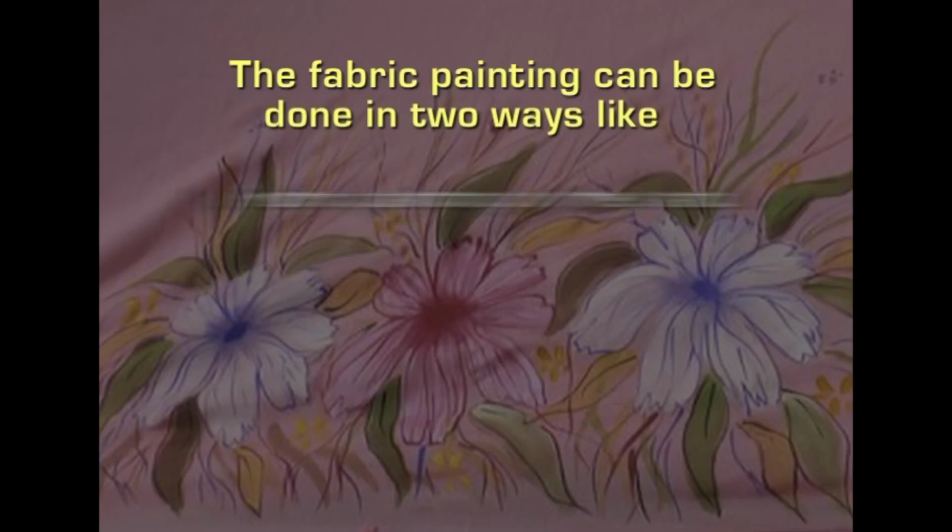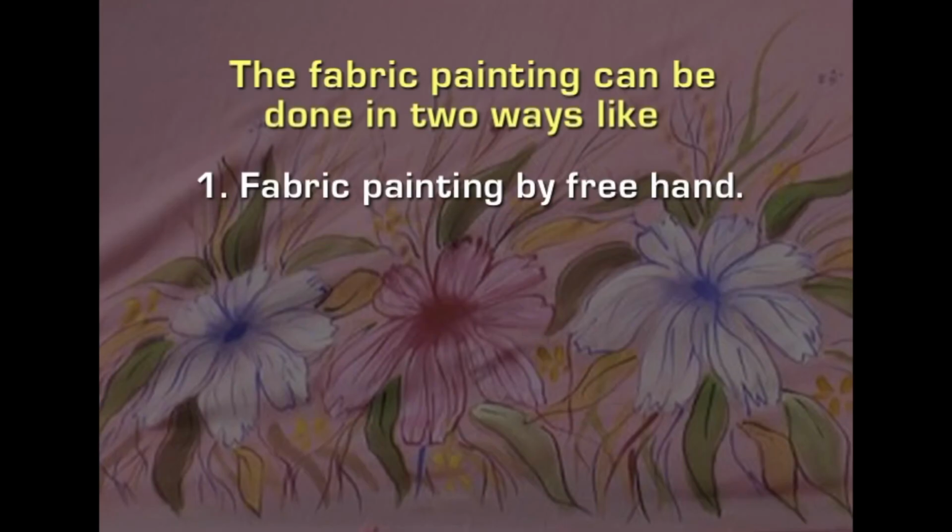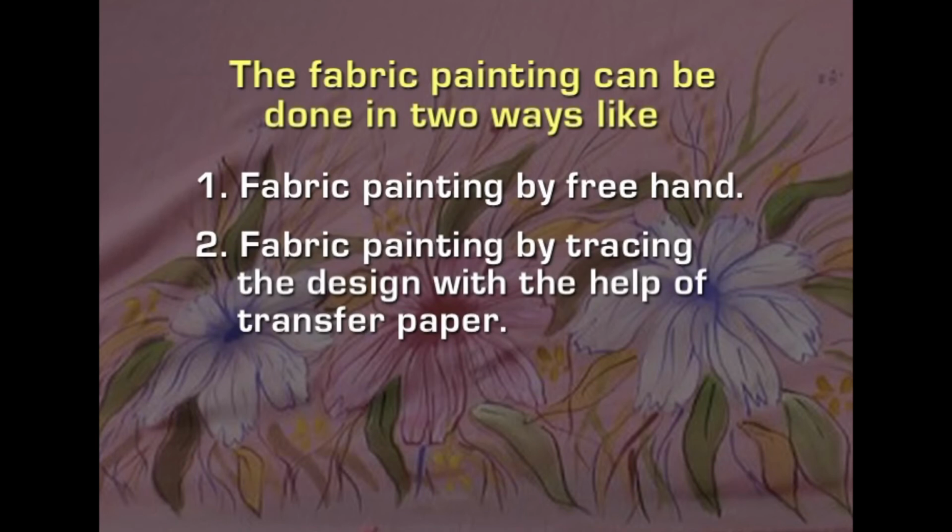The fabric painting can be done in two ways. The first method is fabric painting by freehand, which is made by painting with freehand without any design on fabric. Fabric painting by tracing the design with the help of the transfer paper is the second type.